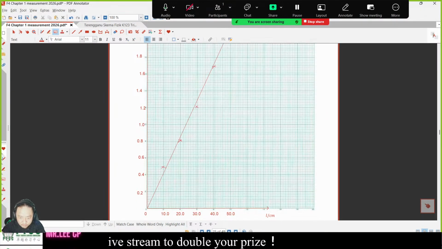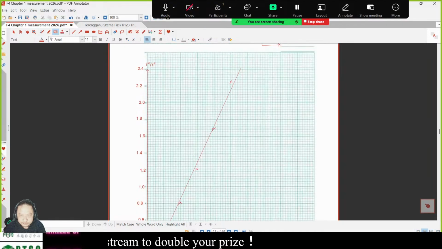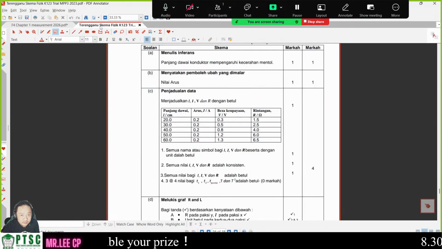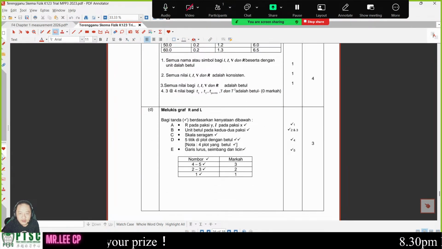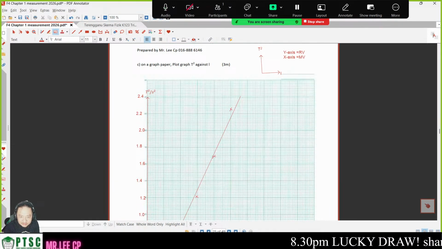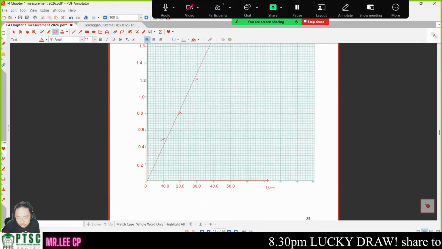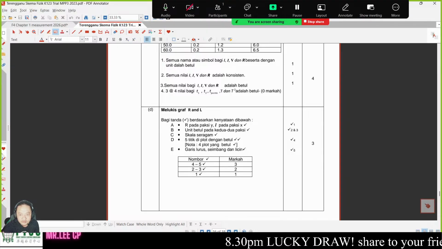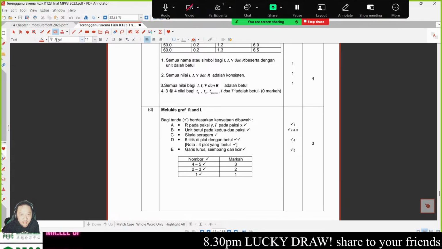What is the relationship of the graph? This one is directly proportional, right? And then we are going to see, right here. Now, bagi tanda betul dengan tik berdasarkan kenyataan di bawah. R pada paksi Y, L pada paksi X. Do I have the paksi Y and paksi X, T square and L? Their unit is different now, of course, because of this different equation. Right? One tick. So I got one tick here.